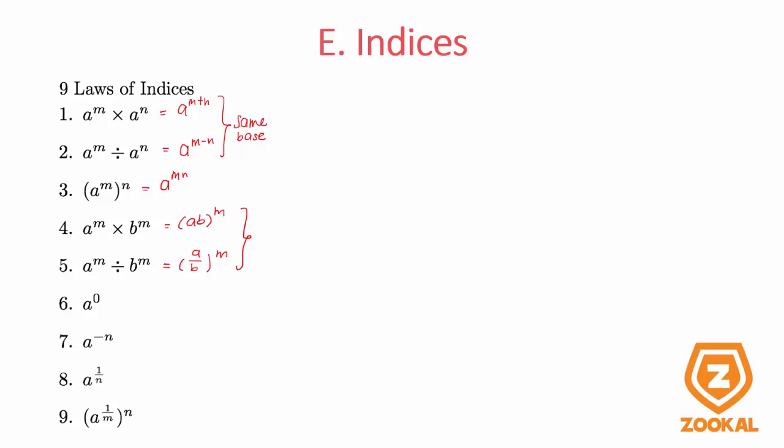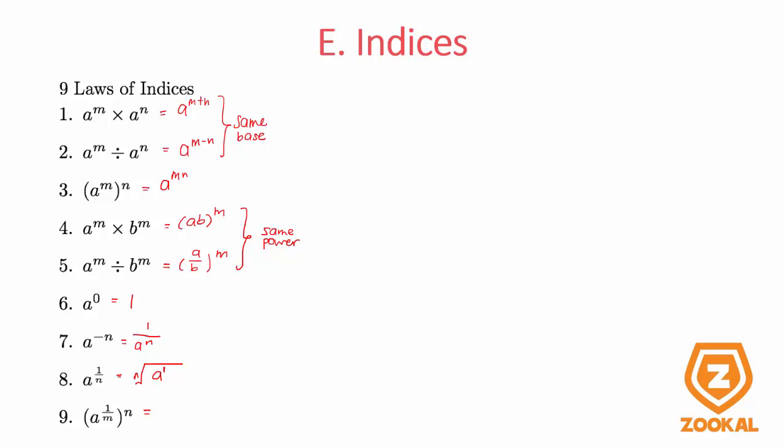So this is when your power is the same. Anything brought to the power of 0 is 1. If you have a negative power, to change it to a positive power, you bring it to a fraction. And when it is a fraction in your power, the denominator becomes your root.